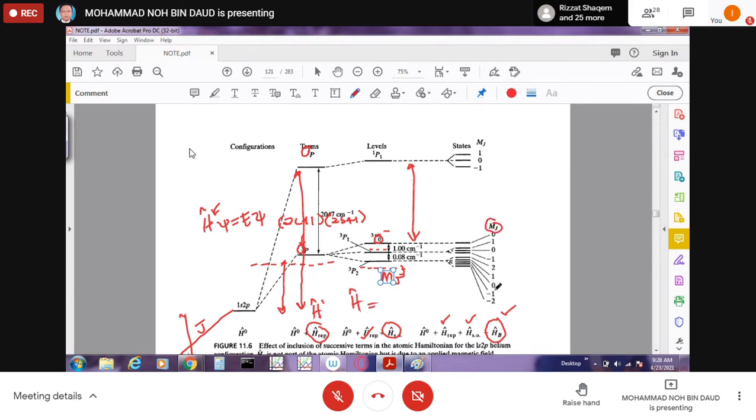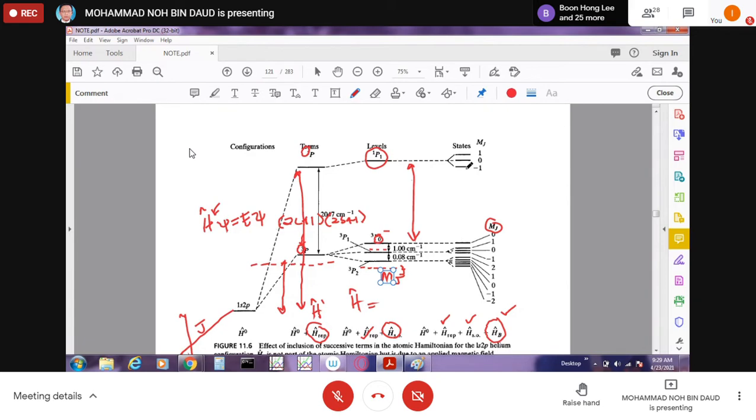MJ is 2, 1, 0, -1, and -2. And this as well for the triplet P1 splits into 3 different energies. And here the non-degenerate level remains with the same MJ of 0; we only have one MJ value. And you can also figure out for the singlet P1 that it gives 3 different MJ, 3 different energies with different MJ.